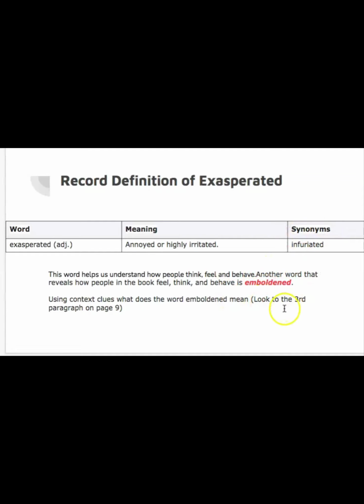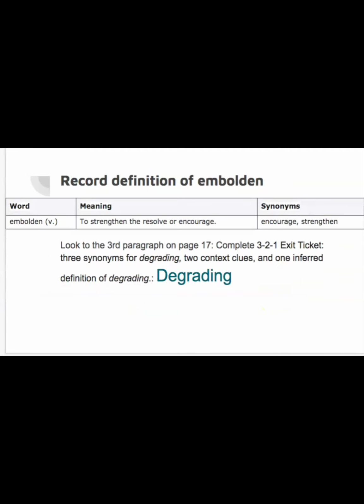Now let's practice with another word, the word embolden. What does this mean? Look to the third paragraph on page 9 to find this word and see if you can guess what that word means. Once you've written your guess down, see if it matches what we have here.